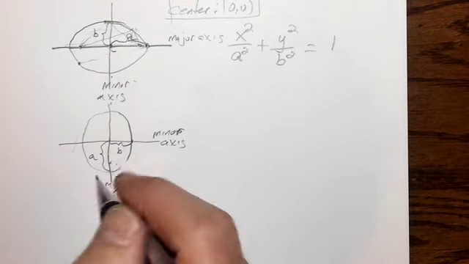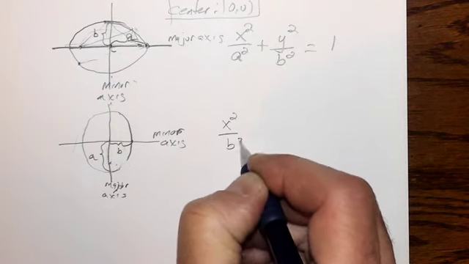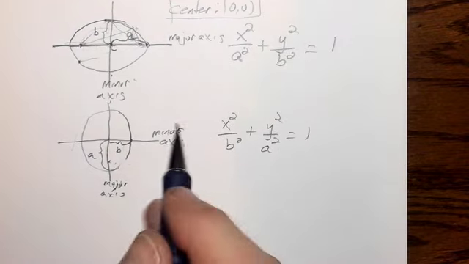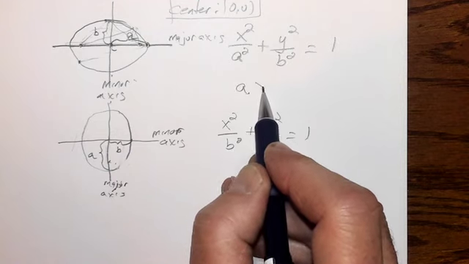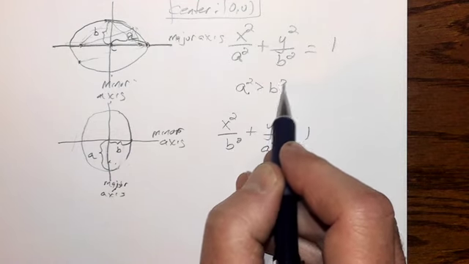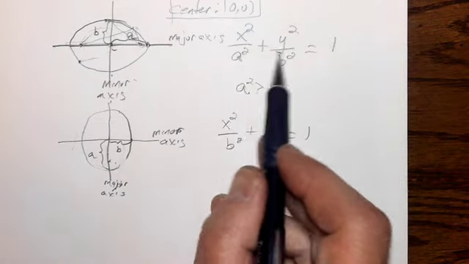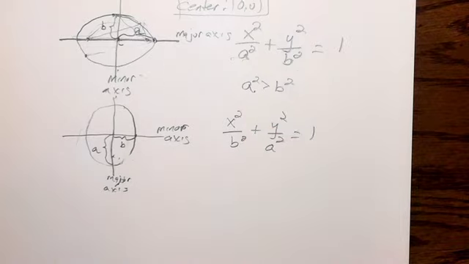Notice that a is in the y direction, so that changes the equation and just makes it x squared over b squared plus y squared over a squared equals 1. And all you really have to know is that for both of these, a squared is the bigger number. Whichever one of these is the bigger number, whatever variable it's under, that's the direction the major axis runs. The minor axis runs the other direction.